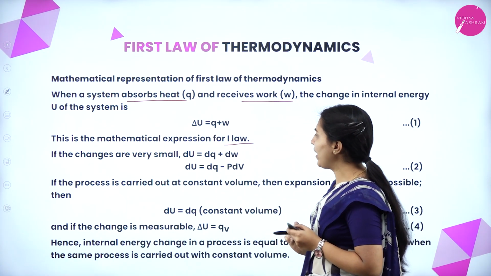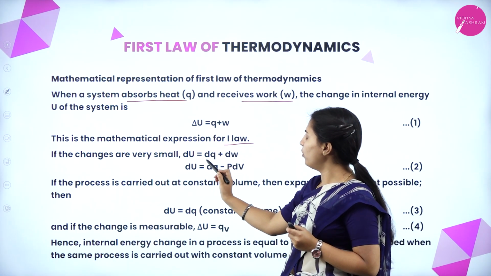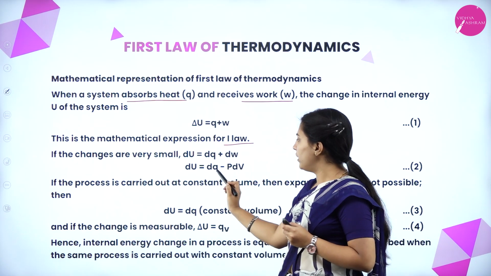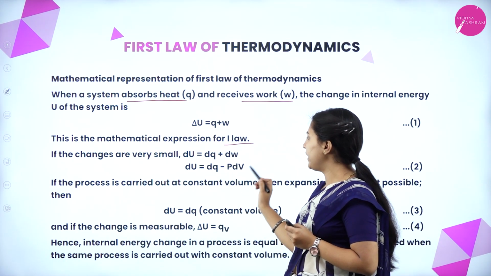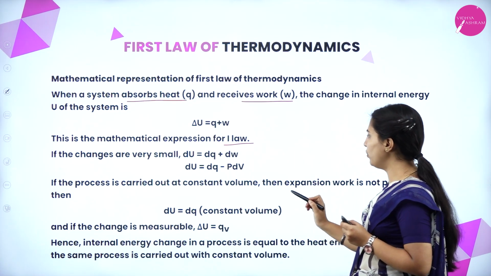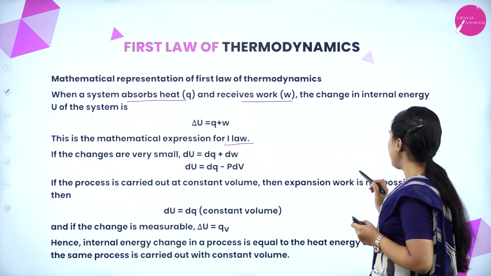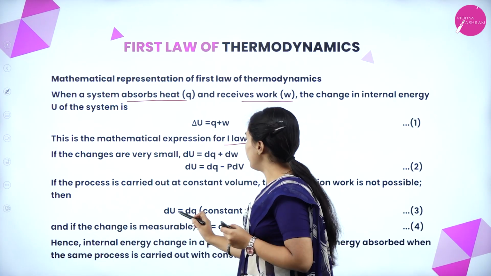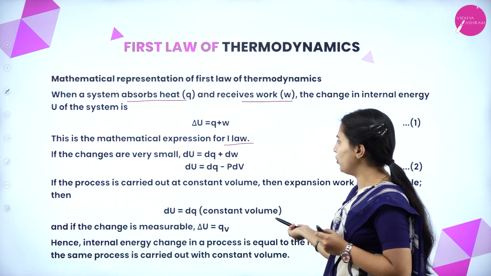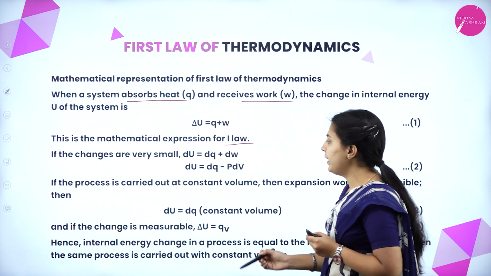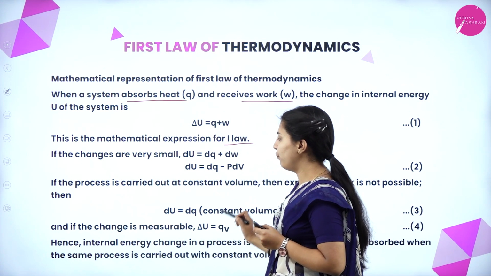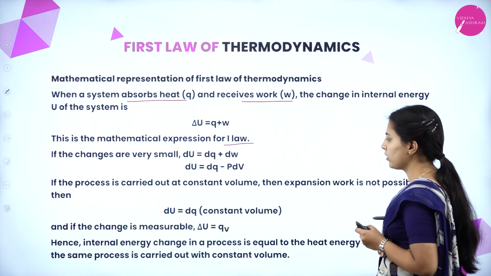If the changes are very small, that is, dU equals dQ plus dW, what will happen? dQ minus P dV will take place. If the process is carried out at constant volume, then expansion work is not possible. dU equals dQ at constant volume. And if the change is measurable, delta U equals Q_V. This is equation 4.